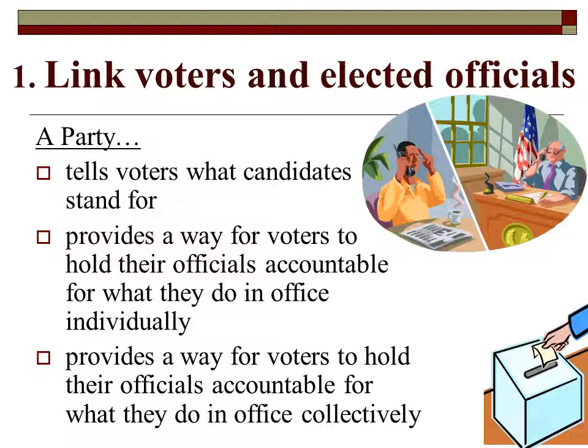And then lastly, a party provides a way for voters to hold their officials accountable for what they do in office collectively. In other words, not only do we hold Mr. Smith accountable for Mr. Smith's actions, but if Mr. Smith is part of the Democratic Party, then we are going to hold the Democratic Party accountable for Mr. Smith's actions, and voters may be less likely to vote for Democrats if they did not like what Mr. Smith, as a Democrat, did while he was in office.